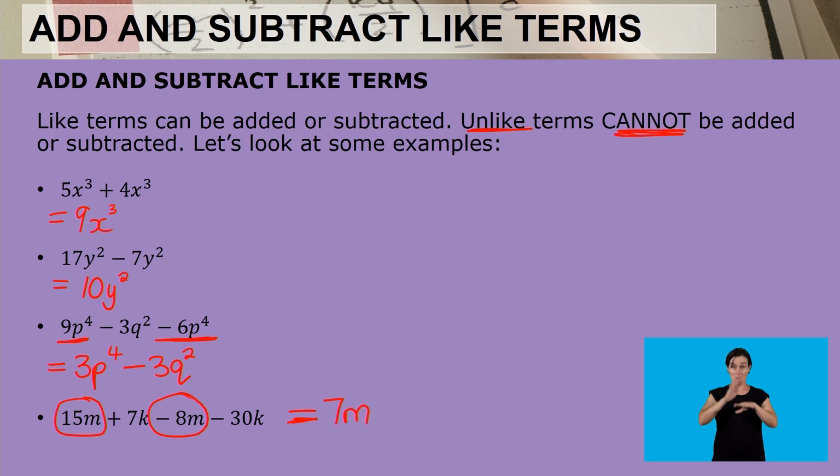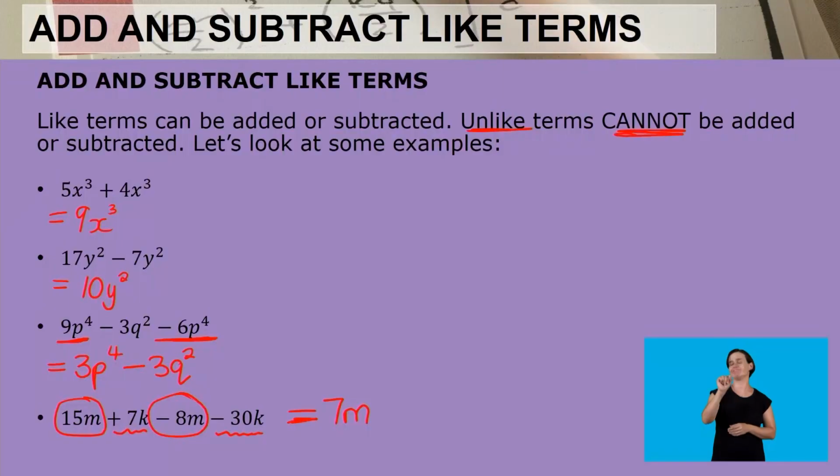And are there more like terms? Yes, we have that 7k and that minus 30k. So 7 minus 30, do we know what answer we get from that? Yes, that is going to give us a negative 23k. So our answer is going to be 7m minus 23k. So those were adding the like terms and the unlike terms.